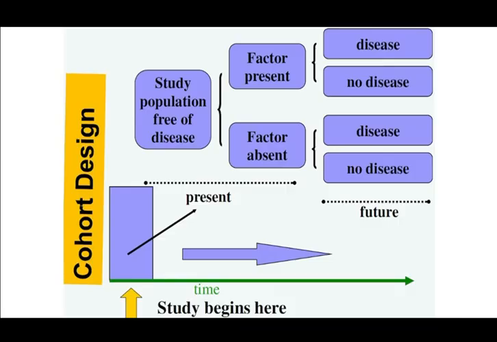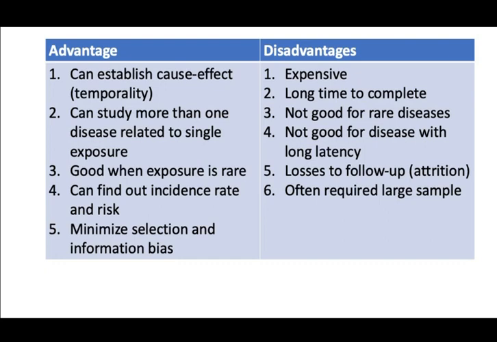This is a graphical representation of a cohort study. Take note that this is a representation of a prospective type of cohort study. For the advantages, it can establish cause-effect, can study more than one disease related to a single exposure, good when exposure is rare, can find out incidence rate and risk, minimizes selection and information bias.